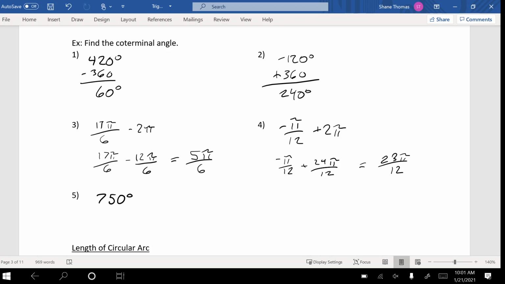Okay, 750, that's obviously too big. It's bigger than 360. So I subtract off of 360, what do I get? 390. Still bigger than 360, isn't it? So subtract 360 again. Now I got 30 degrees.